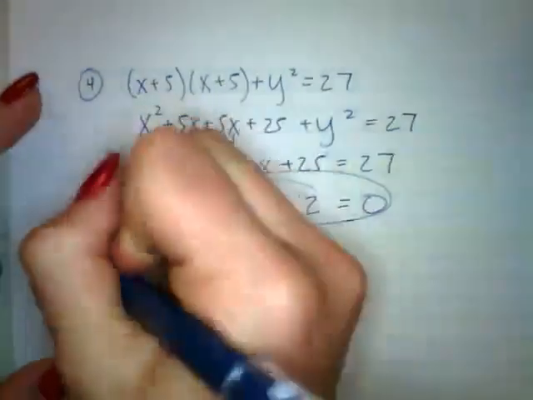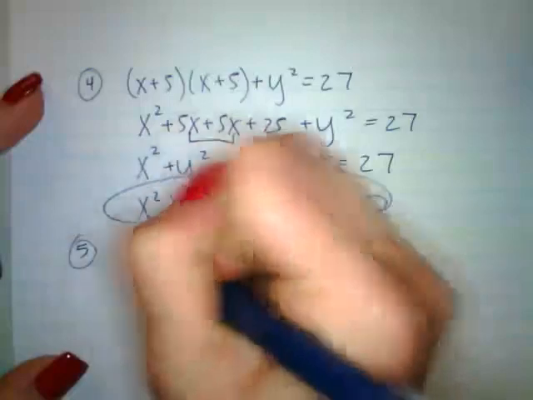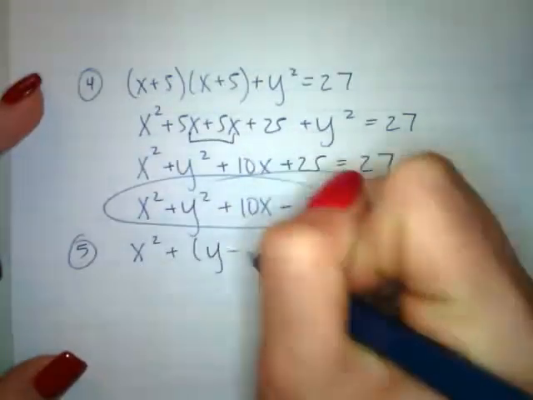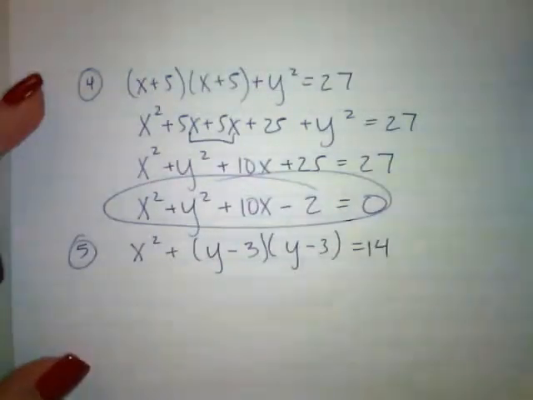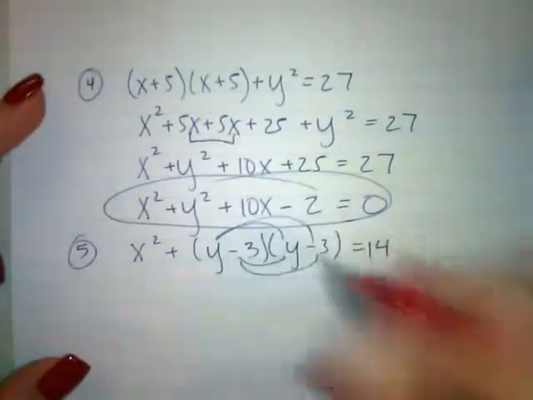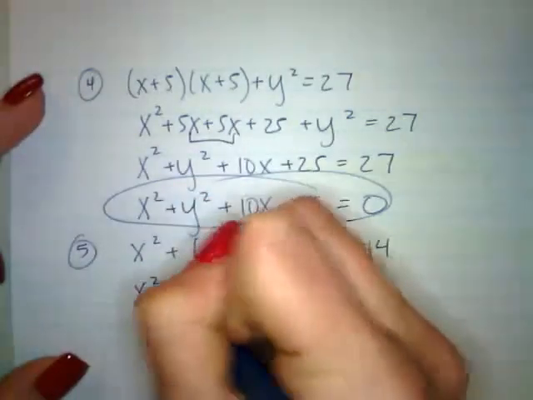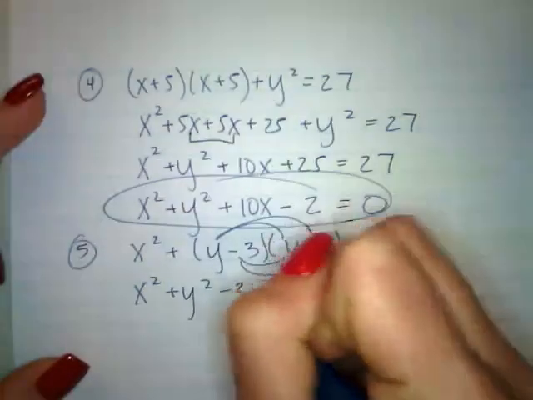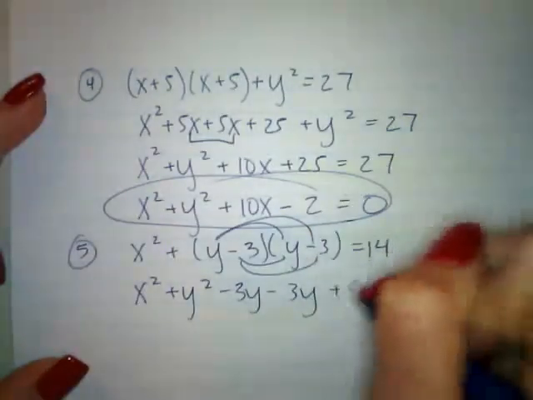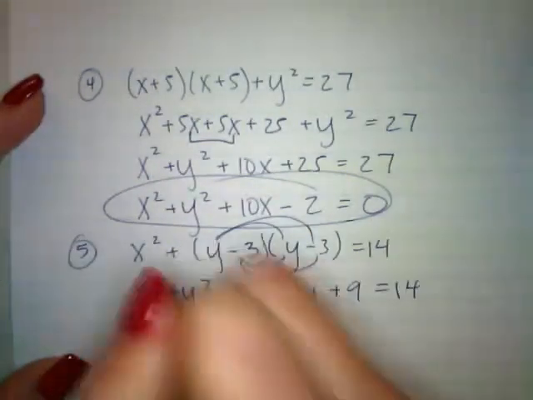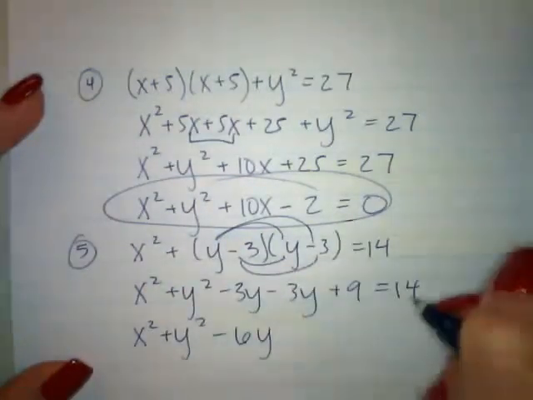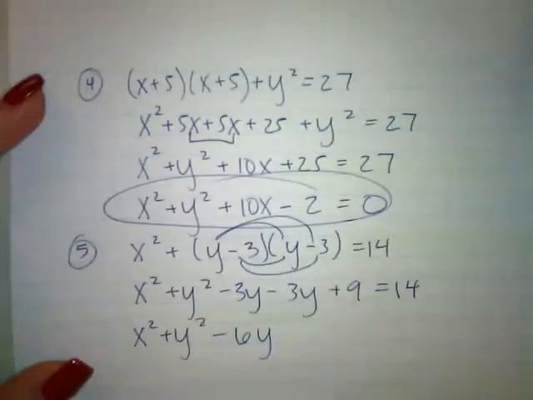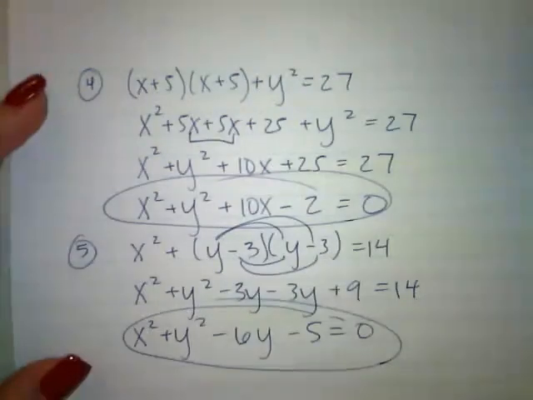All right, question 5. X squared, y minus 3 times y minus 3. I can start my foiling process. Combine like terms. And I'm going to go ahead and subtract the 14 to the other side for my final answer.